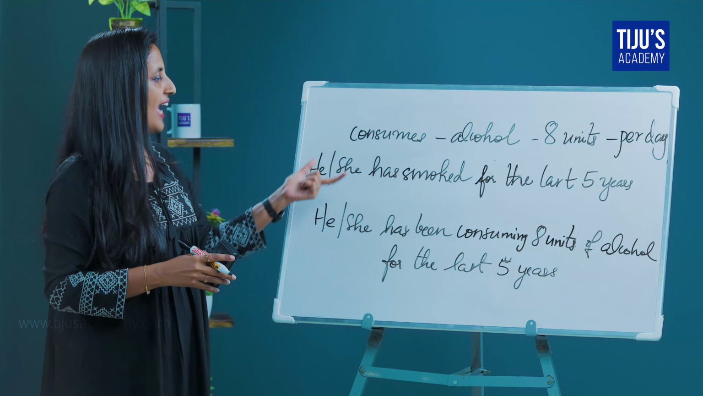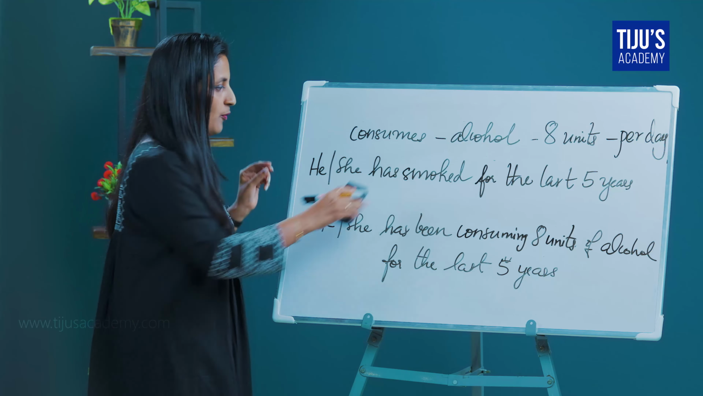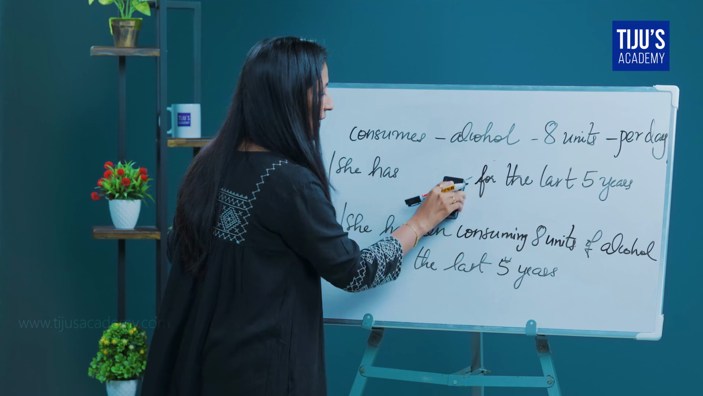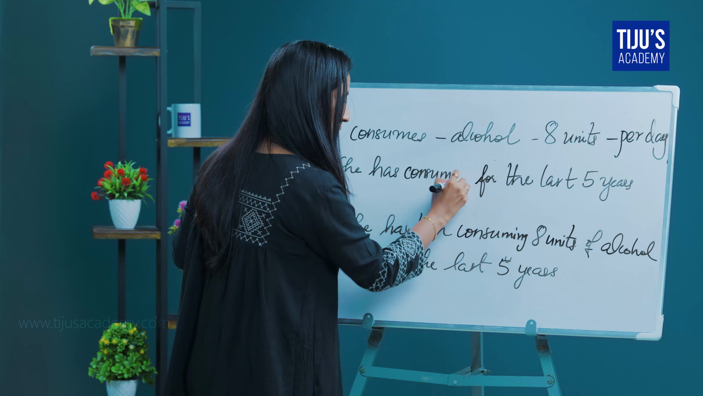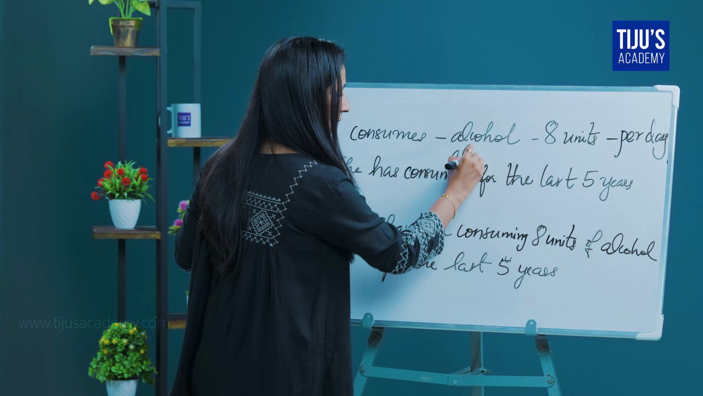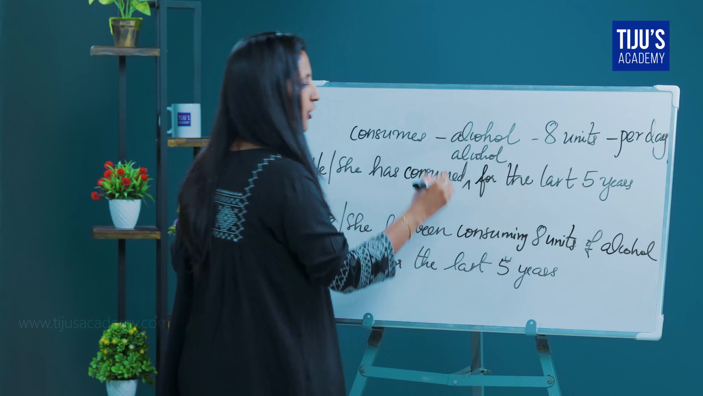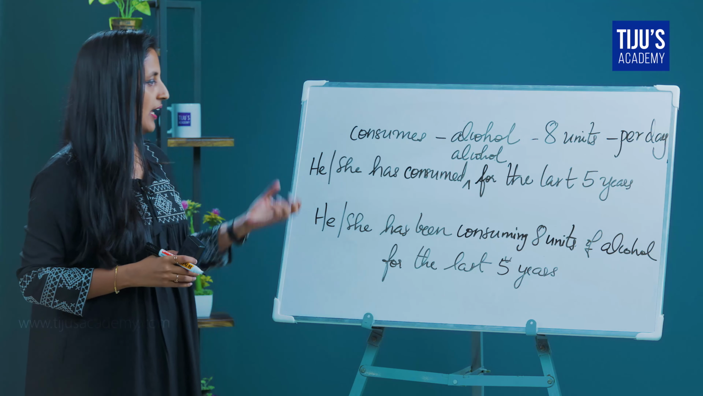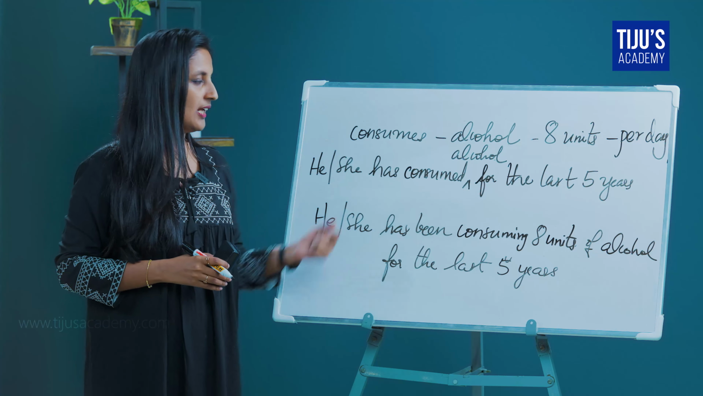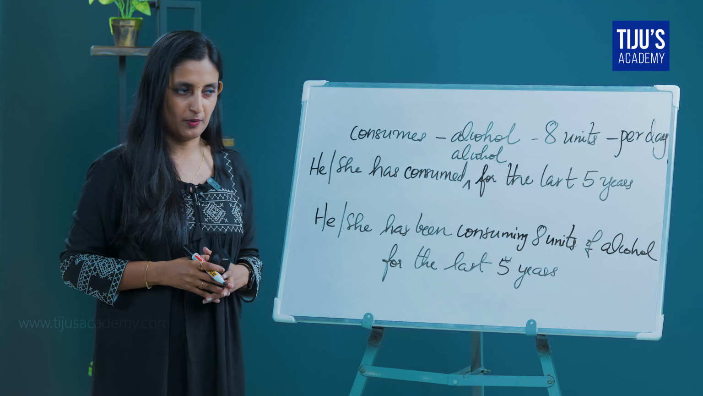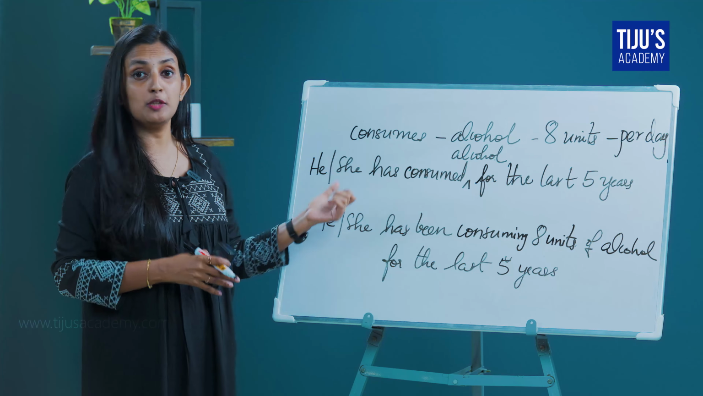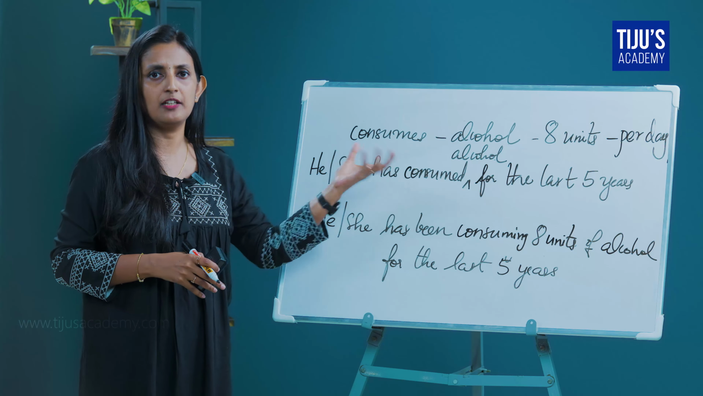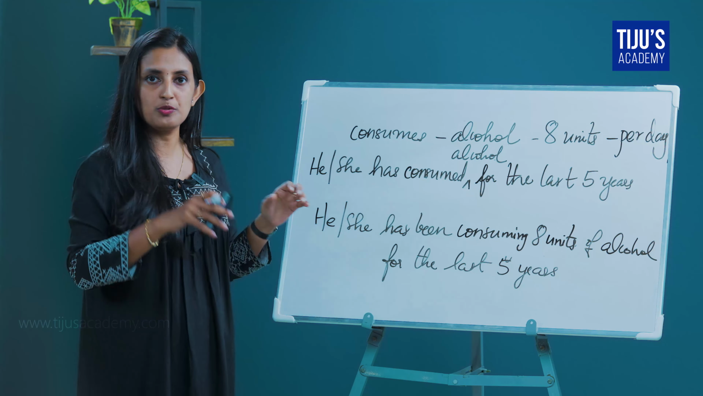He or she has smoked. Here, instead of smoked, we are changing the verb into consumed when it comes to alcohol. Consumed alcohol for the last 5 years, meaning he or she consumed alcohol for the last 5 years. So the first sentence shows that he consumes alcohol. He consumes 8 units of alcohol per day. He consumes 8 units of alcohol.